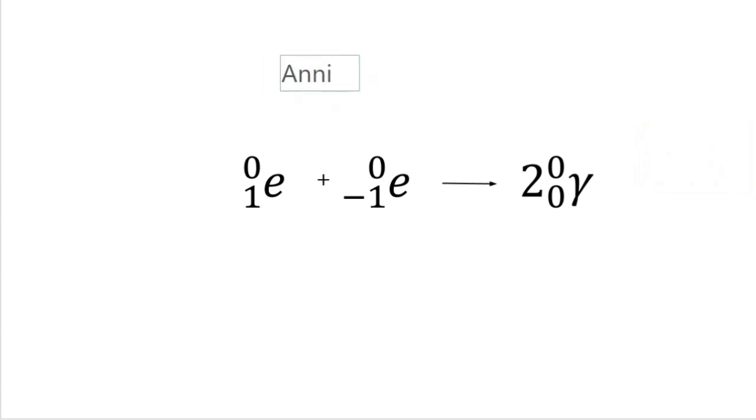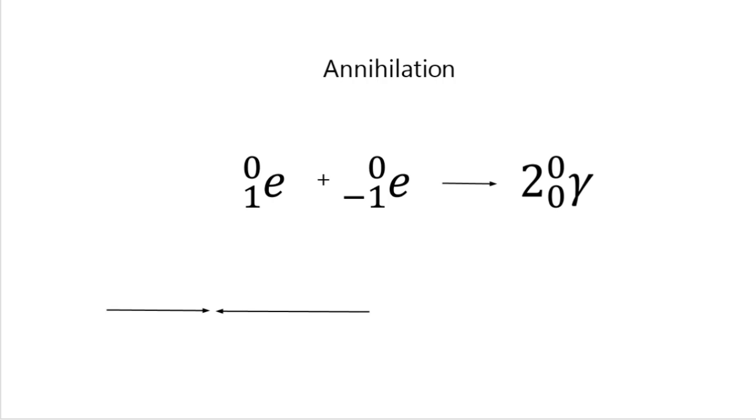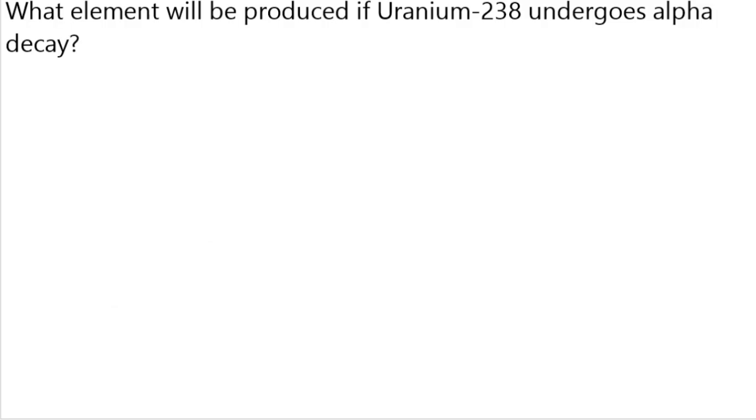Now let's talk about annihilation. So annihilation occurs when positron and electrons collide with each other, and they will basically produce 2 gamma rays. So let's say we have an electron and positron here, they collide and they will exert some gamma ray. So that is annihilation.